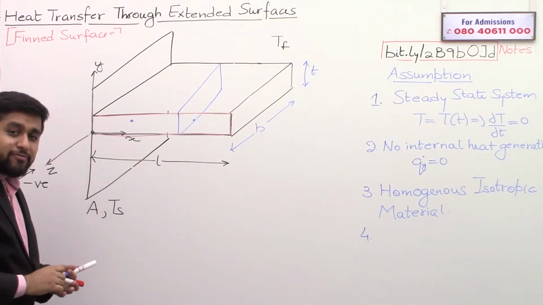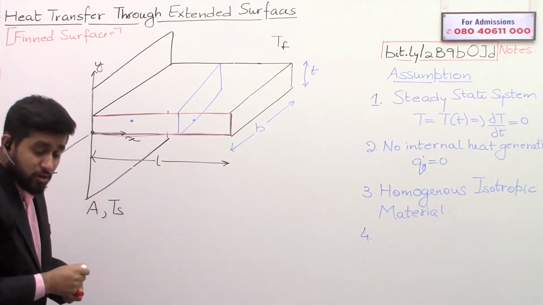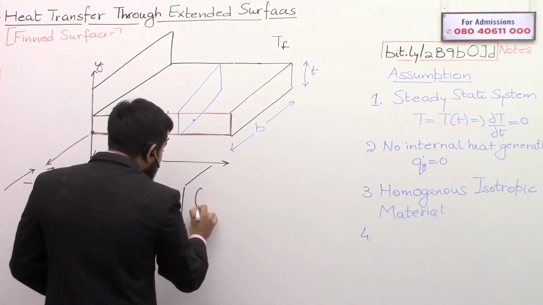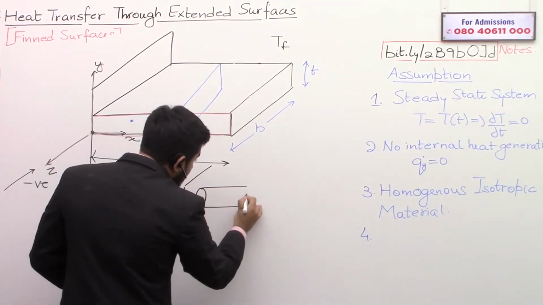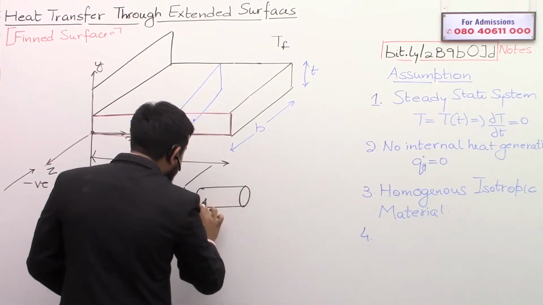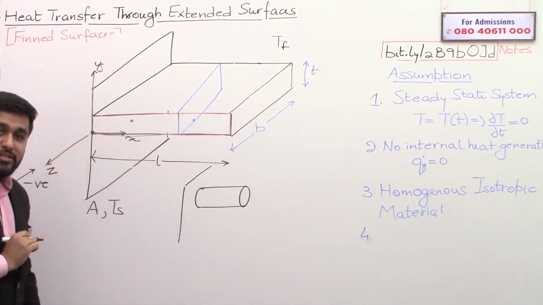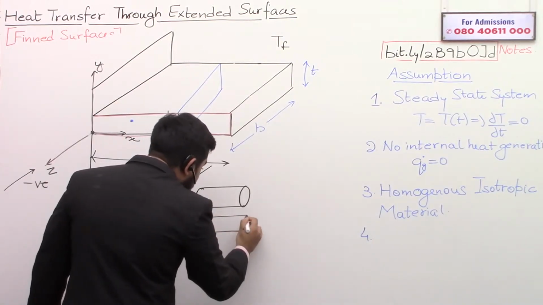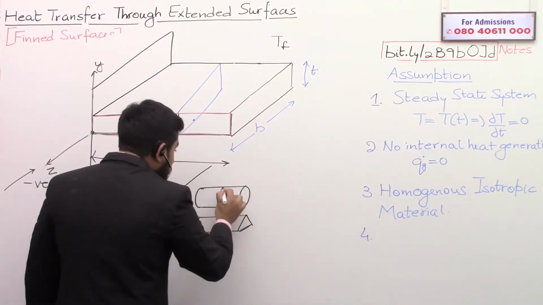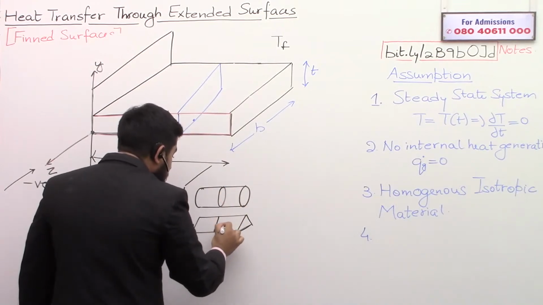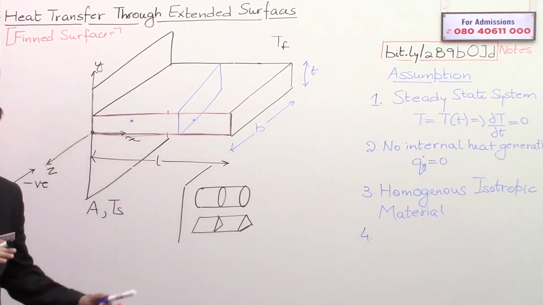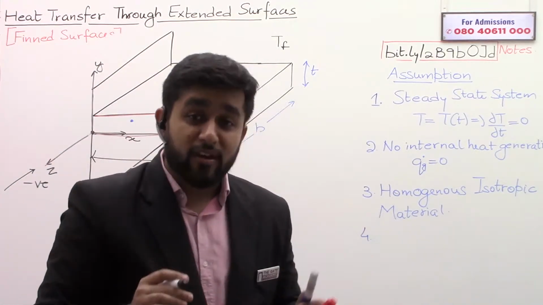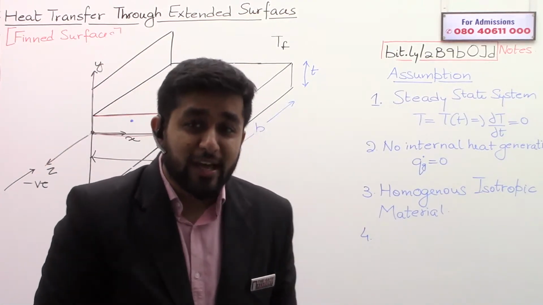Here I have shown you a fin of rectangular cross section, but your fin can have a circular cross section also. Say for example, this is a circular cross section fin, a pin fin. There can be a triangular fin also. So different kinds of cross sections are possible.